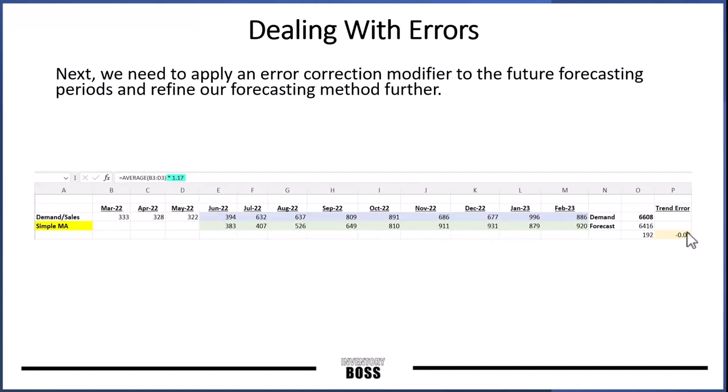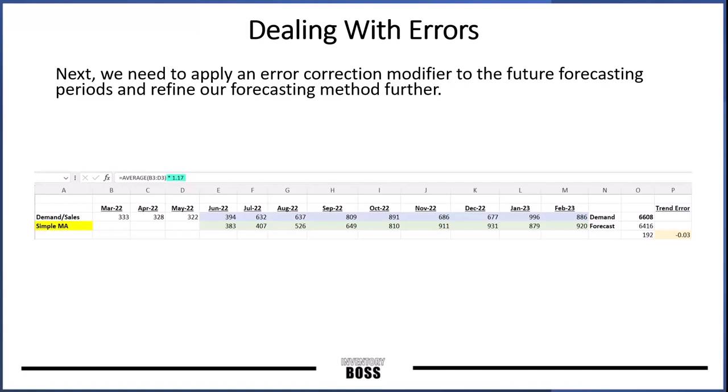And now our trend error is down to negative 3%, which is good. But we're still 200 units short. Now, 200 units out of 6,600, that's really close. I mean, goodness, that's close. But we can do better. So how do we do better?